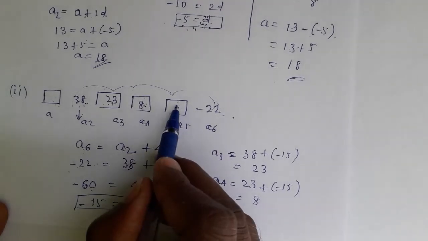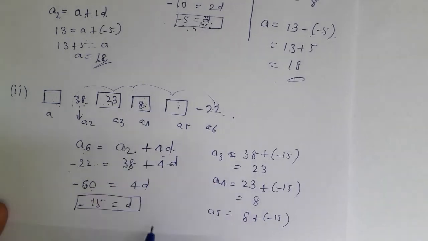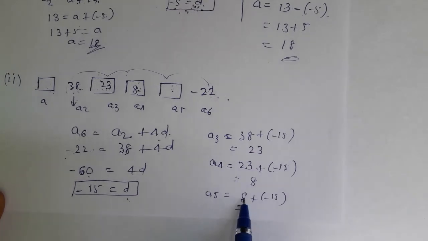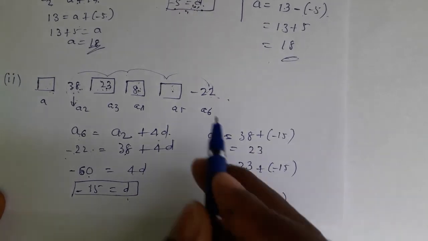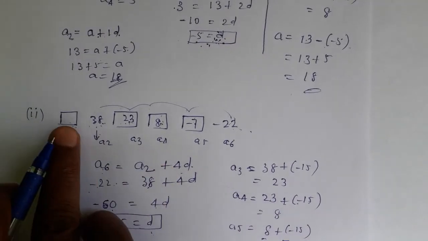Next we'll get the fifth term. To get the fifth term, who is the previous? 8 is there. For the 8, what do we have to add? Minus 15. For every previous number, this difference is added, we'll get the next number. 8 plus into minus, minus, 8 minus 15, we'll get minus 7. So all the values are filled except the first term.